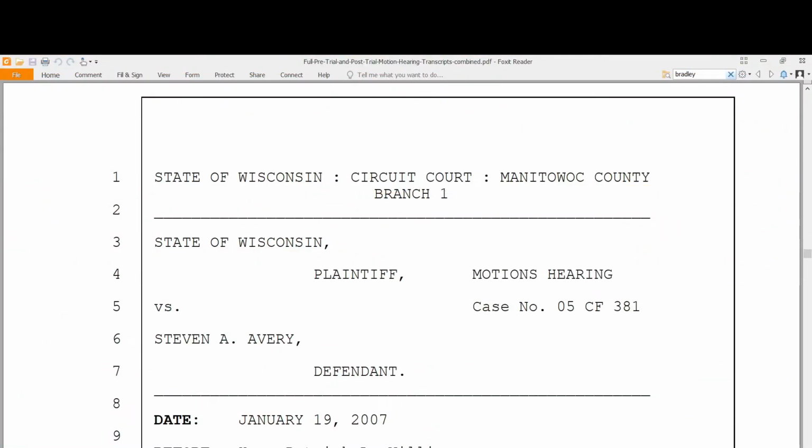Continuing with Part 3, Motions Hearing, January 19, 2007.